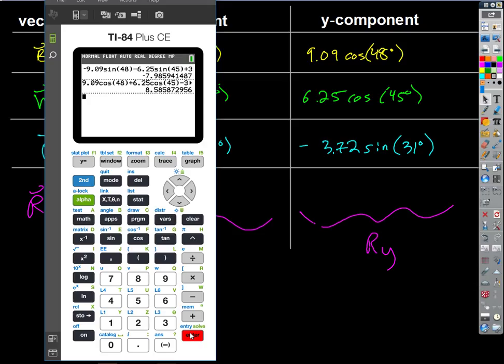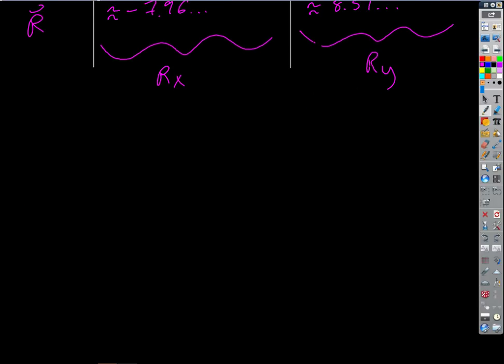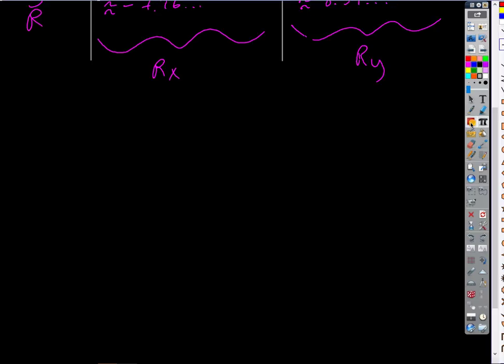So this gives us a calculator number of roughly 8.59-ish, right? That's the calculator number. And so now let's take those and do something with them. Okay, so if I've got the components of my resultant vector, you tell me, how can I turn this into the resultant vector?